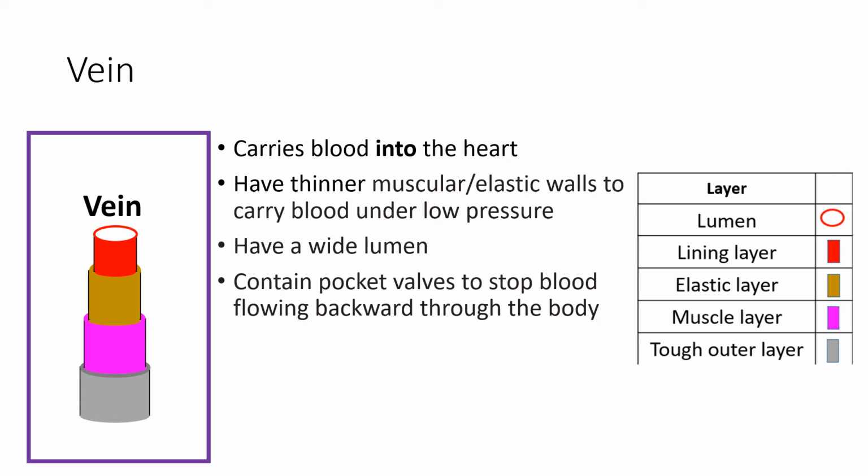They also contain what are called pocket valves, and pocket valves are little switches that stop the flow of blood going backwards through a vein. So if you imagine blood traveling from your feet back up into your heart, those little pocket valves stop all the way up and stop gravity pulling the blood back down.